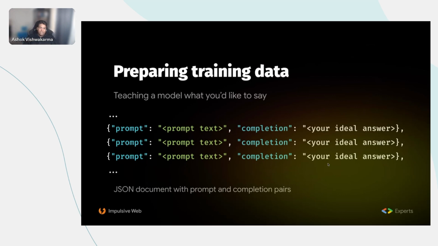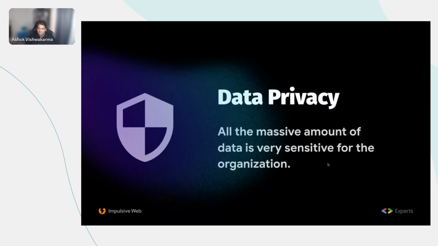This is how you do it. You create these prompt and completion pairs in a specific document and give that to your model, and then you train that particular thing by using multiple tools. But the problem with this approach, which was very important, is data privacy.